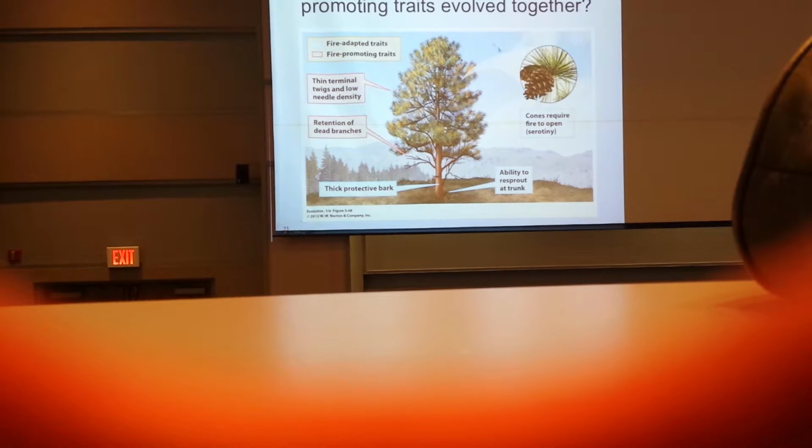So one example is whether fire-adapted traits and fire-promoting traits have evolved together and at the same time. So here we have a pine tree looking out west, has protective bark and the ability to resprout, and cones that open when they're burned, right? So those are all fire-adapted traits. On the other hand, they have lots of tiny needles and twigs that are highly flammable, and they keep their dead branches down low, and these things promote fire. So the question is, have these things evolved together or not?